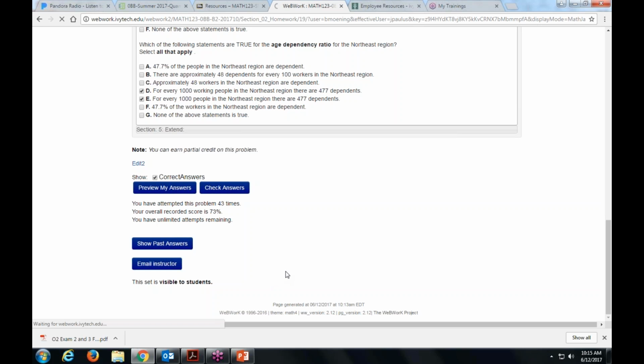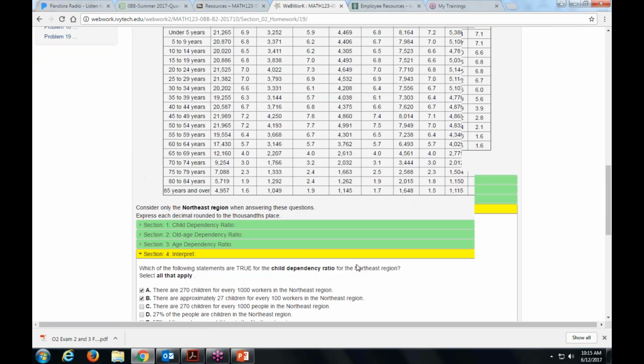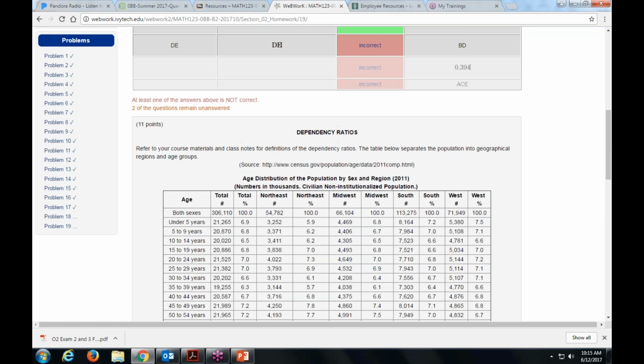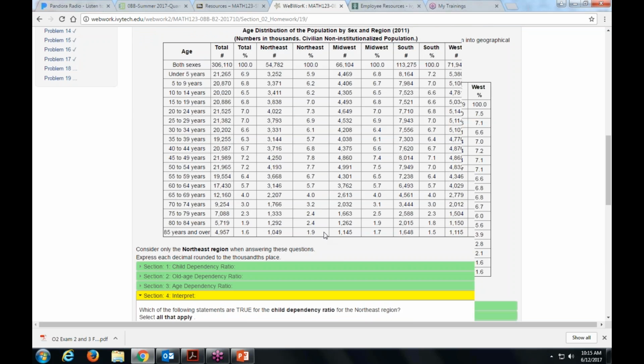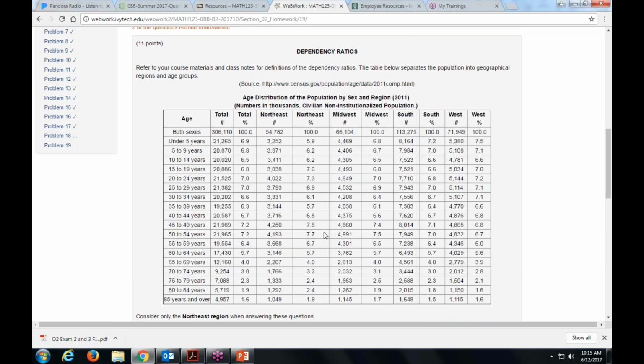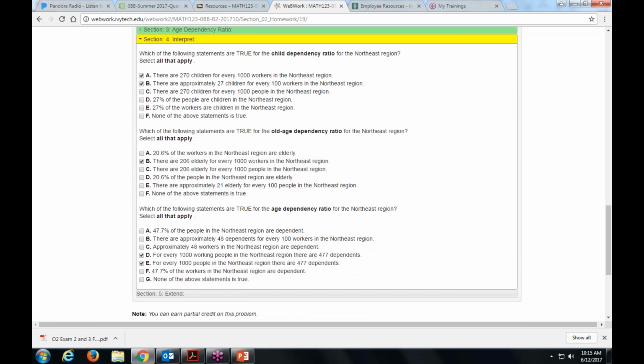Close your eyes for a second. I'm terrible with the interpretation. Yeah, and in this class, that is crucial. Okay, so, yeah, okay, good. So you got part, hold on a second. First one's good. So the child dependency ratio, A and B, is the correct answer.